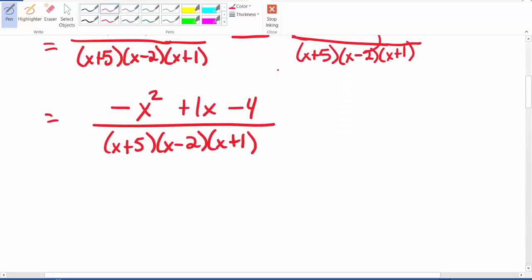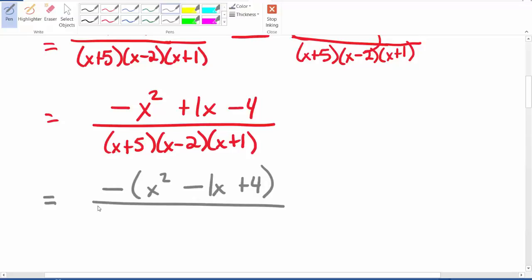Next, what we would like to do is factor out maybe a negative. When we do that, we end up with negative times x squared minus 1x plus 4. On the bottom, we have x plus 5 times x minus 2 times x plus 1. The reason we would factor that negative out is to get that first item with the highest degree, in this case the x squared, to be positive, because it makes factoring this piece much, much easier. And in just looking at things, it doesn't look like we can factor this even further, so it appears that this would be our final simplified version.